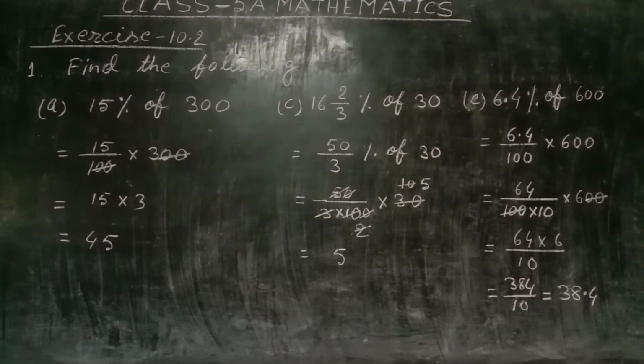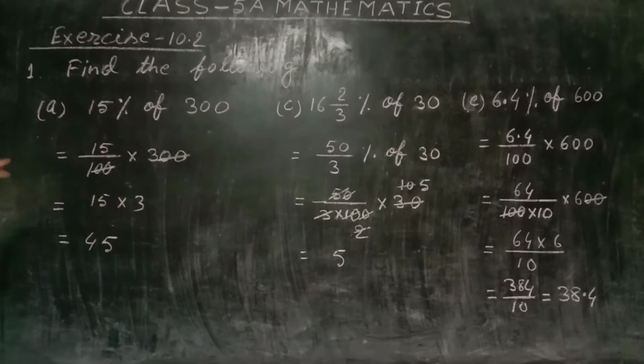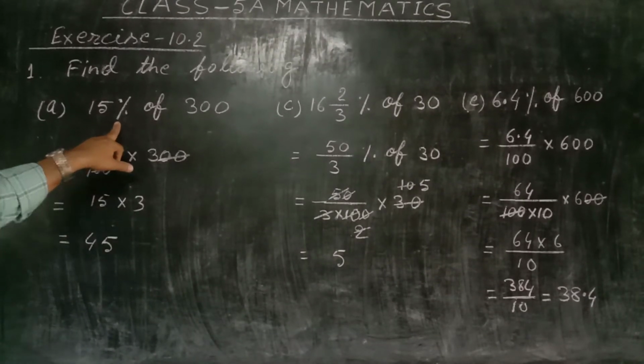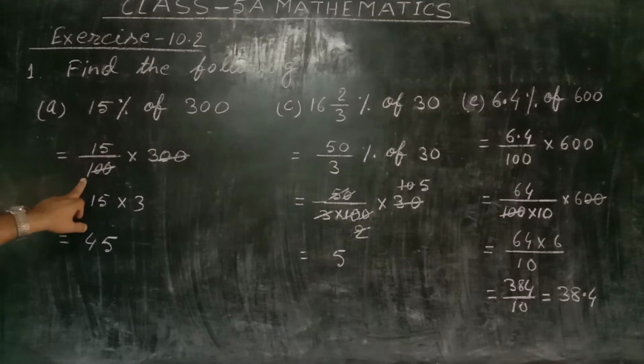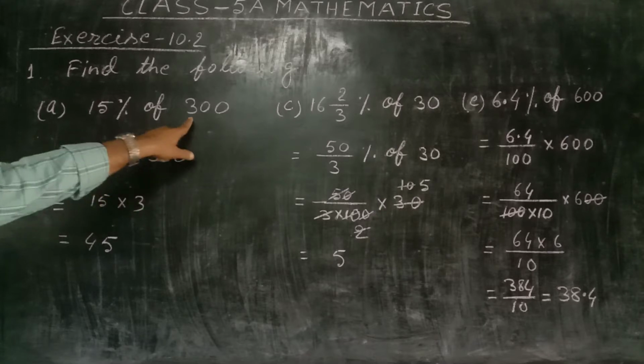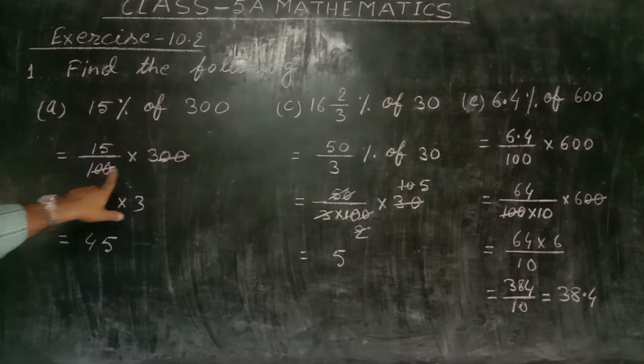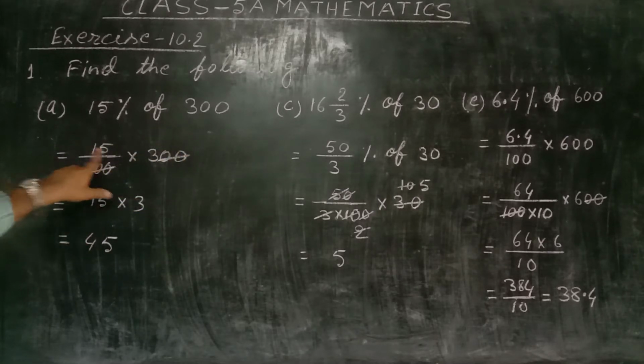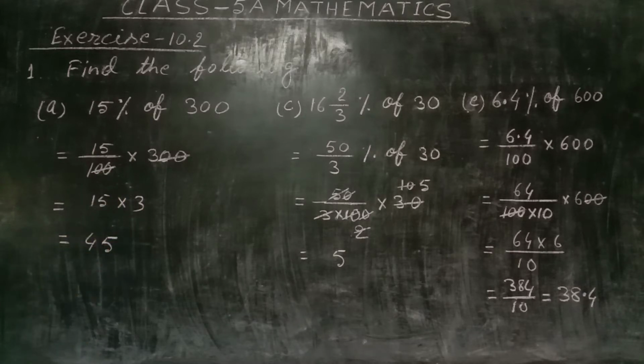Question number 1. Find the following. 15% of 300. So at first, for the omission of this percent, I wrote here 15 by 100. Of means the sign of multiplication, into 300. So this double zero cancelled. 15 into 3 equal to 45.